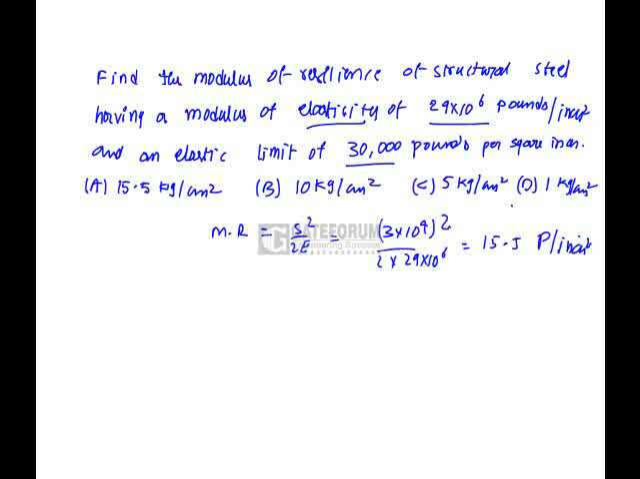We have to convert, as the options are in terms of kg per square centimeter. We have to convert this pounds per inch square, then we will get it as 1.1 kg per centimeter square. The option very relevant to this solution is option D. So option D is correct.